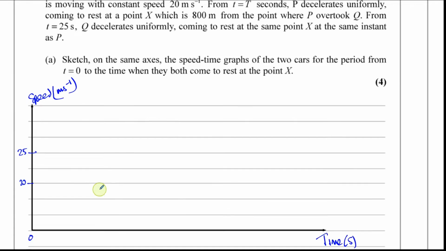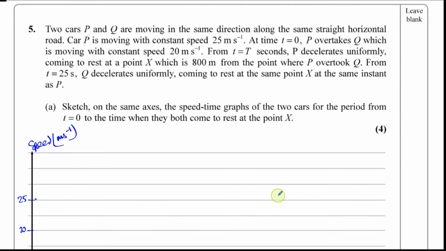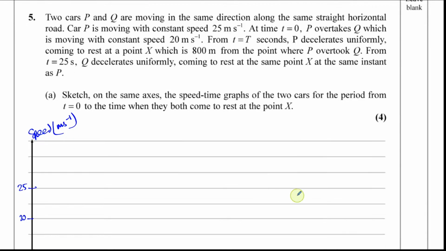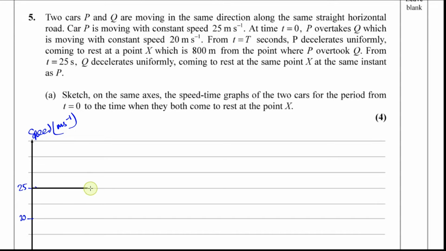It says that P is moving with a constant speed of 25 meters per second, so I'll put that like this. That's P. And Q is moving with a constant speed of 20 meters per second. That's what's happening in the beginning.